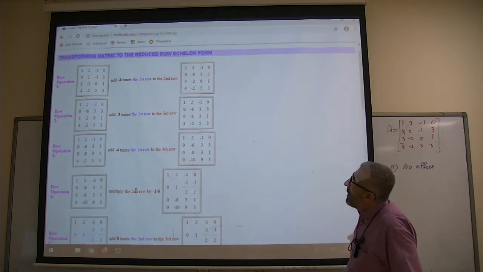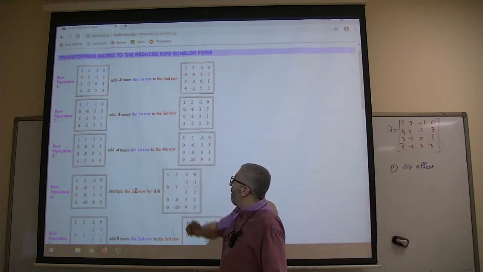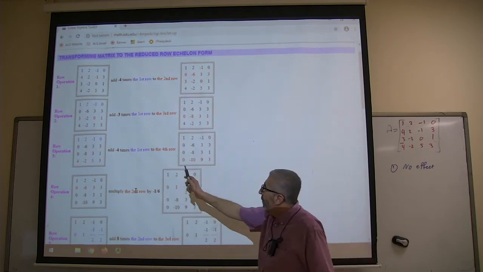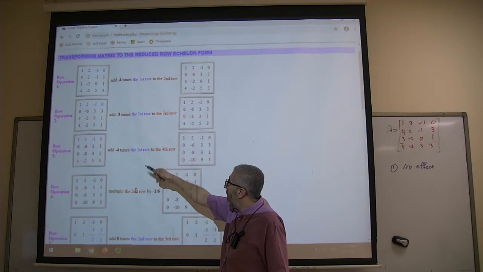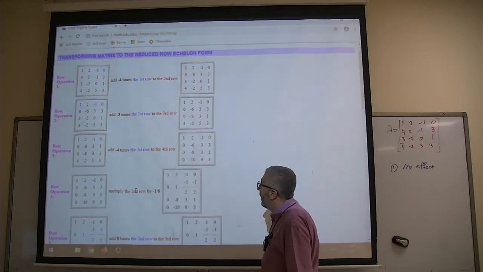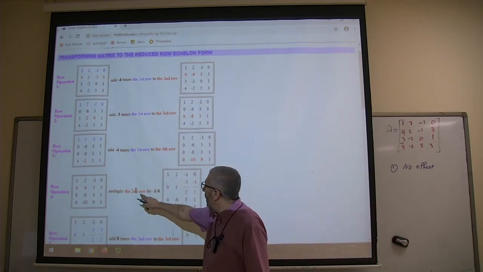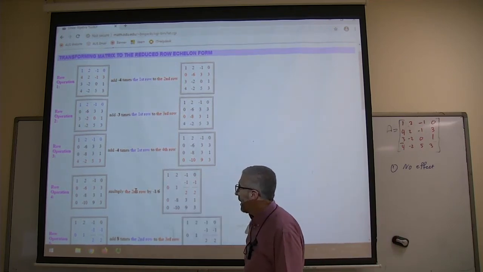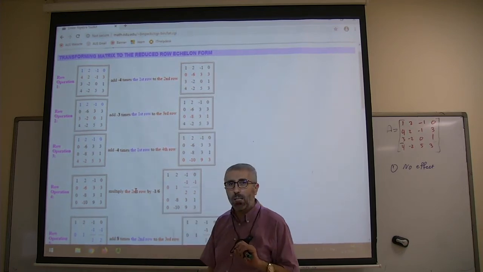Okay. Add negative 3 times the first row to the third row. Has no effect. Add negative 4 times the first row to the fourth row. You are multiplying a row by a number, adding to another row. Has no effect, based on the rules that we found. Okay, multiply the second row by negative 1 over 6.